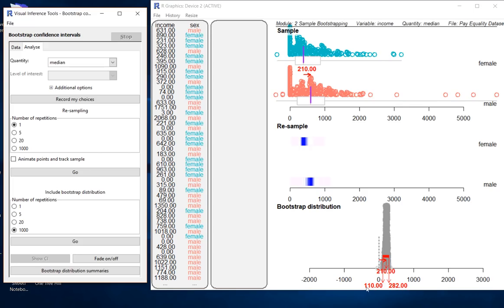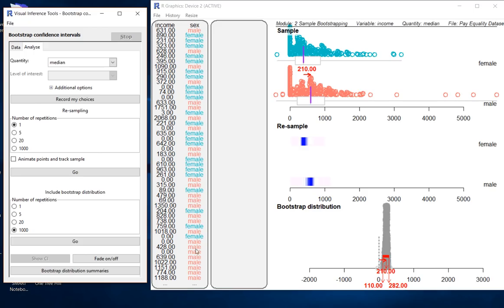This is saying that 95% of the time males earn between $110 and $282 more than females in New Zealand on average every week. Okay, so this is saying we can make a claim at population level that males do tend to earn more than females, and that difference is somewhere between $110 and $282 more per week, which is like massive.